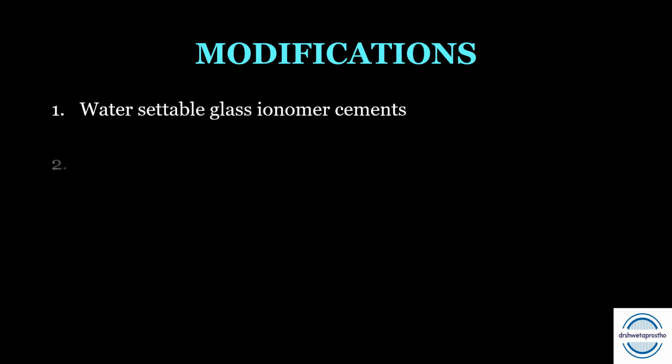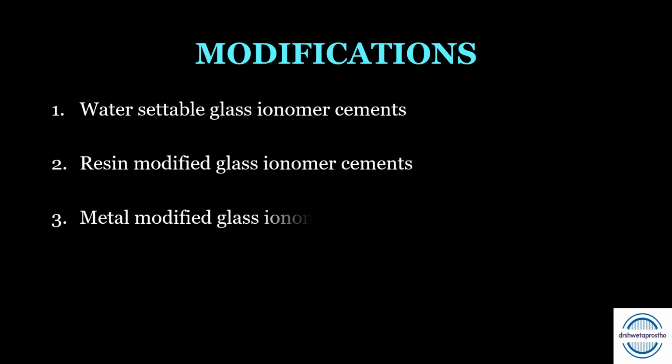Now we come to the modifications of the glass ionomer cement. In this we will be discussing three modifications. First is the water settable glass ionomer cement. Second is the resin modified glass ionomer cements. And third are the metal modified glass ionomer cements.